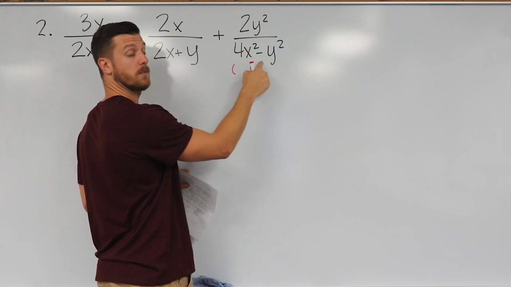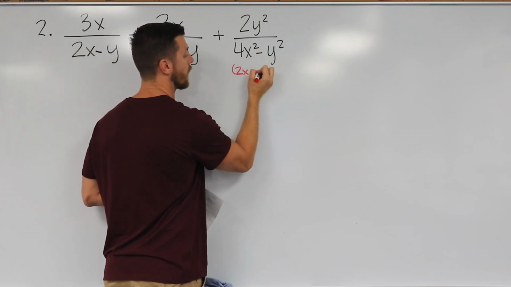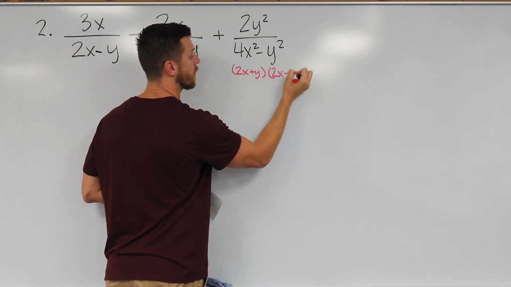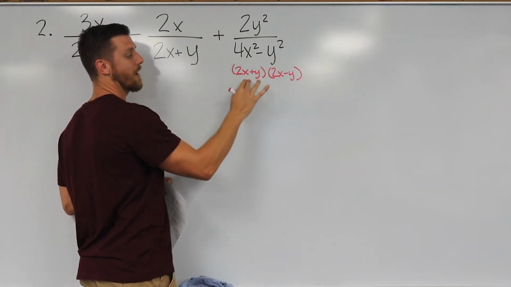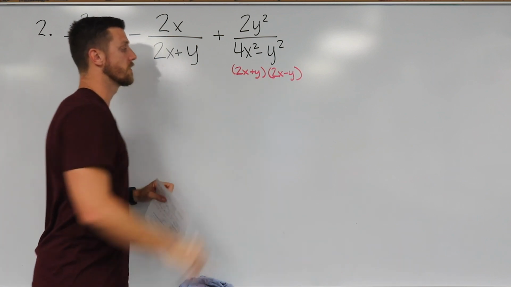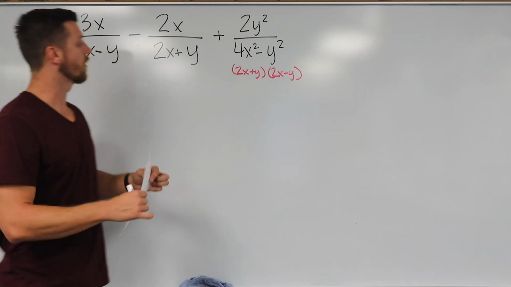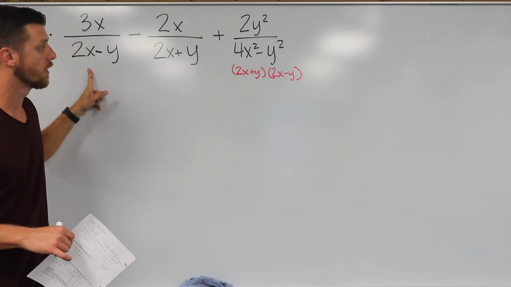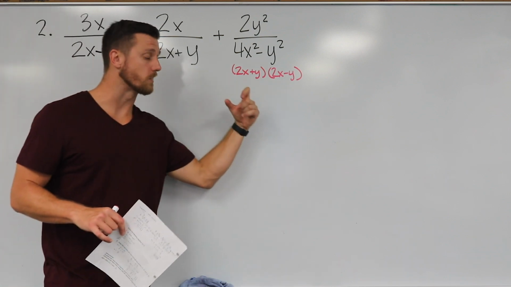This can be a difference of squares. It can be factored as 2x plus y times 2x minus y. Well, hey, there you go. There's a 2x plus y, there's a 2x minus y. I think we're good now. Now we know what the least common denominator is.